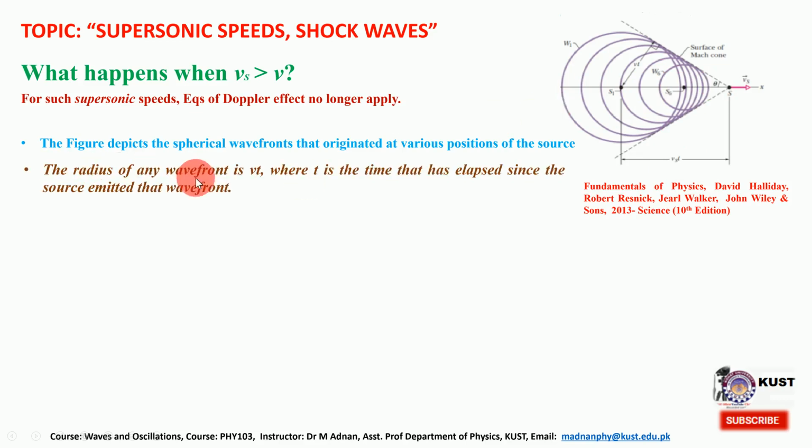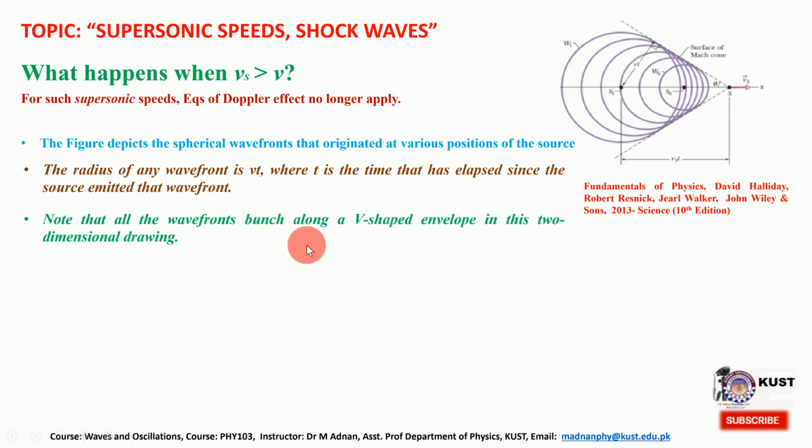So the radius of any wavefront is vt, where t is the time that has elapsed since the source emitted that wavefront. If we consider this larger one, with the source at this position, it traveled after a time t a distance Vs times t, and this is the radius of that sound wavefront equal to vt, where v is the velocity of the wave and Vs is the velocity of the source.